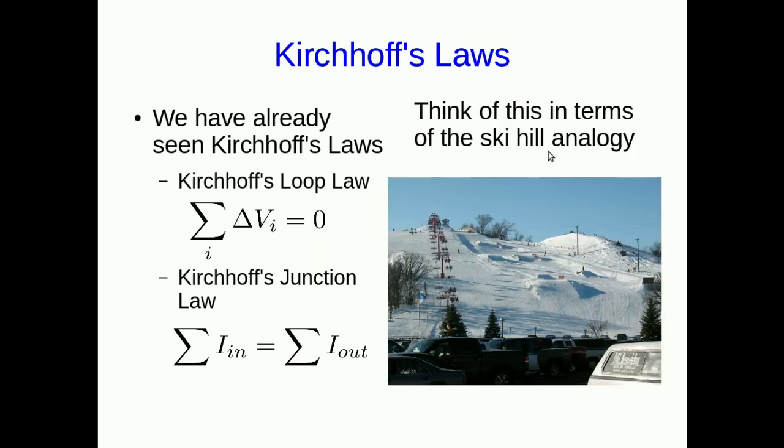And if all this seems just slightly abstract, then think in terms of the ski hill analogy. The loop law is just saying that if you start at the bottom of the hill and go up the chairlift, you will have to come back down a distance equal to the distance you came up the chairlift. And so the sum of all the height differences that you go through add up to 0.